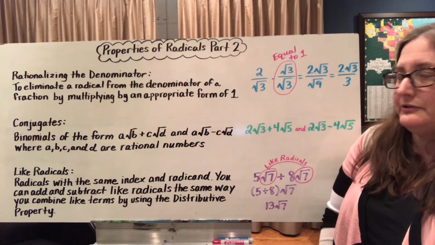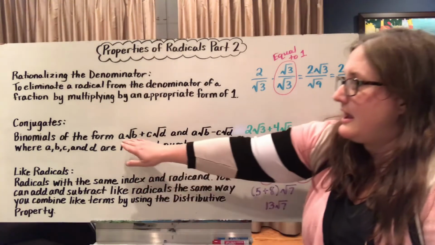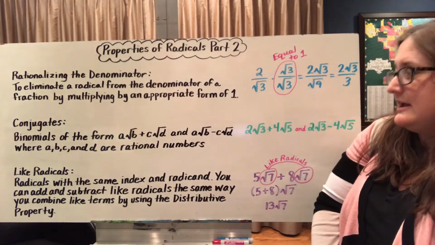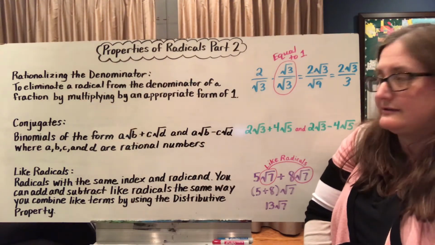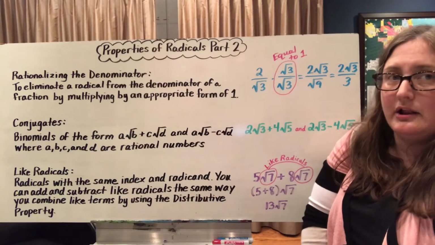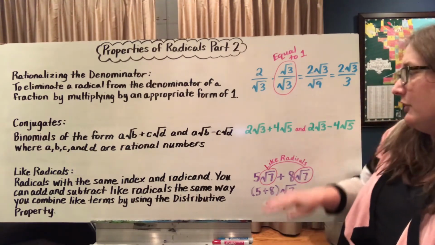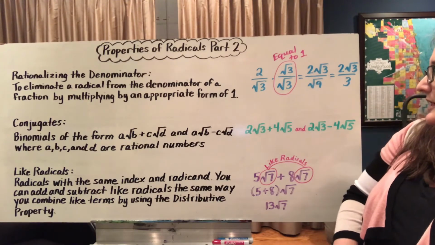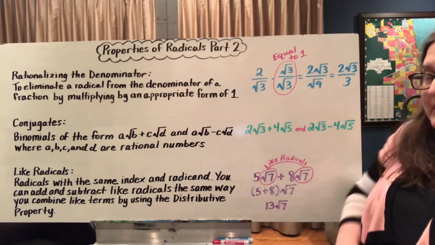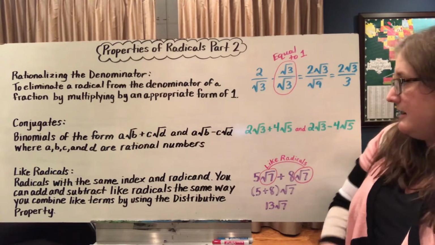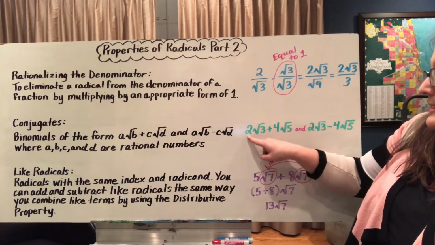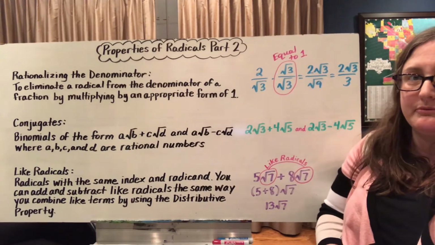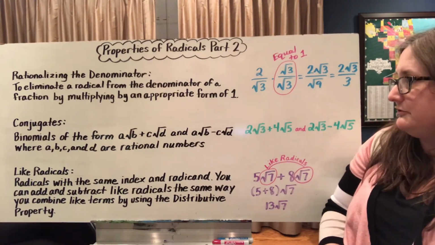Conjugates are binomials where we have a square root b plus c square root d, and its conjugate is a square root b minus c square root d, where a, b, and c all have to be rational numbers. Now we can also use conjugates to rationalize our denominator, because if I multiply two conjugates, I'm actually going to get this first term squared minus my second term squared. And by squaring those terms, I'm going to get rid of those radicals.